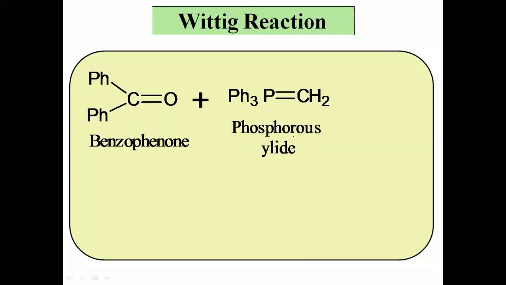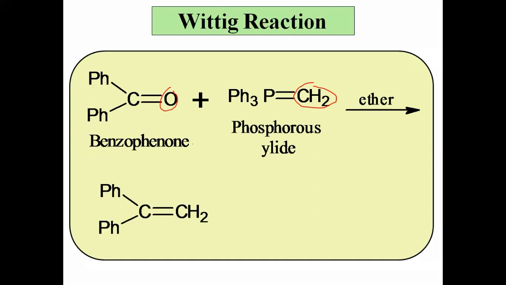That reaction is carried out in the presence of ether. Now, what is the reaction? Very simple: the oxygen is replaced by CH2 and the CH2 is replaced by oxygen. This means there is an exchange between oxygen and CH2, and here we get Ph2C=CH2. This is our substituted alkene, and the byproduct is Ph3P=O. Thus, in this reaction, benzophenone is converted into the corresponding substituted alkene.